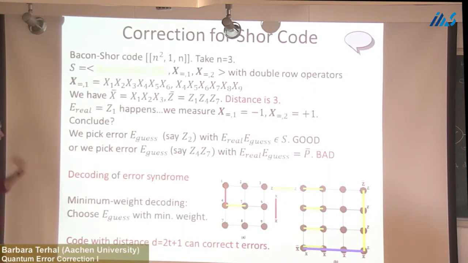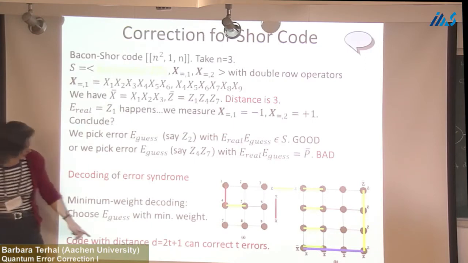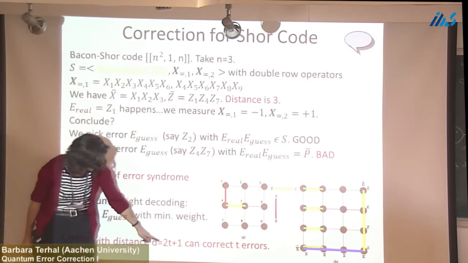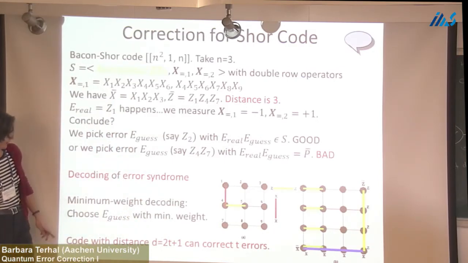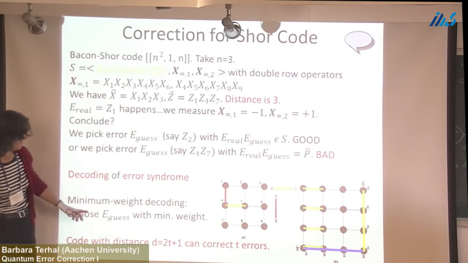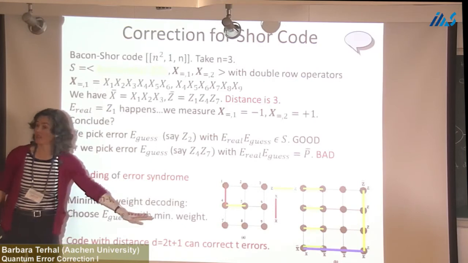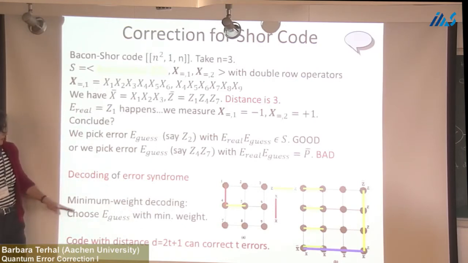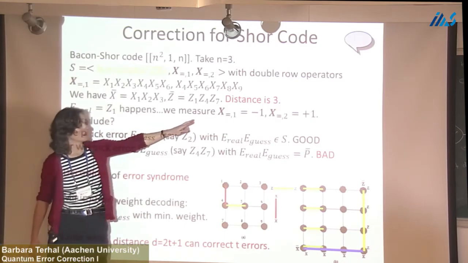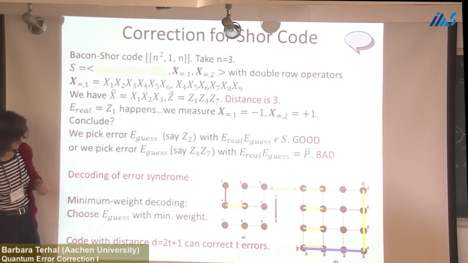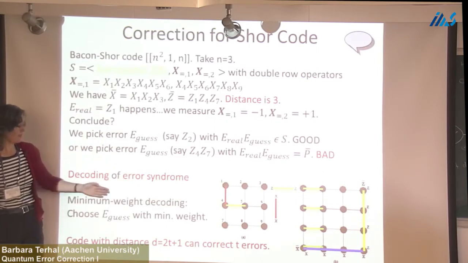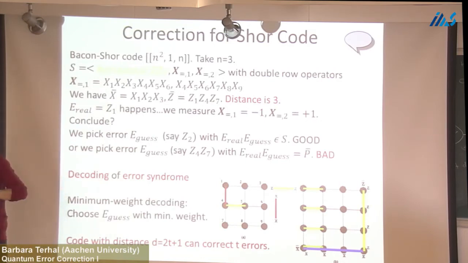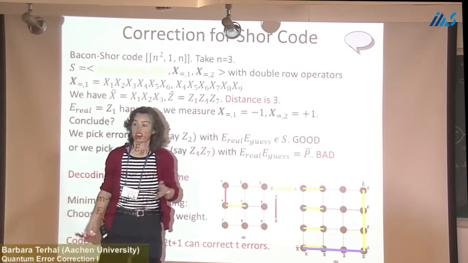Now I want to give you an argument why a code with distance d, equal to 2t plus 1, can correct t errors. It's a very simple argument, and it relies on the fact that we can do something called minimum weight decoding. So what is minimum weight decoding? We are given these eigenvalues of these checks, and we just guess the error that has minimum weight that could have led to this syndrome. Is there no third option? Yeah, there's no third option, because of these things anti-commute.